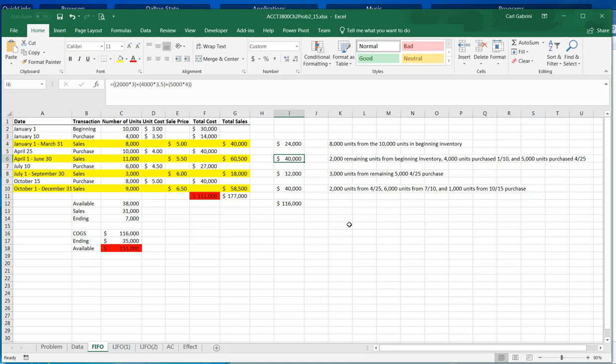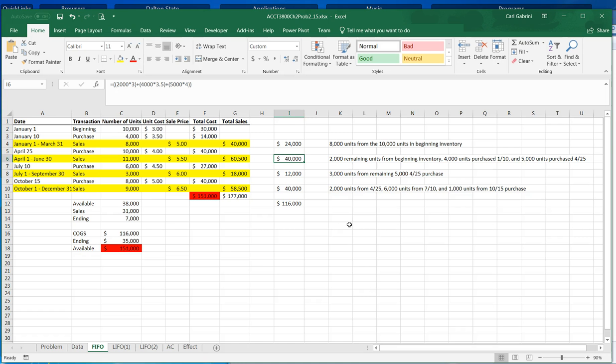Then we had a January 10th purchase, and so 4,000 units purchased on January 10th are going to be used up in the second quarter sales. So it's 2,000 that remained from beginning, plus the 4,000 units that were purchased on January 10th, and then 5,000 units purchased on April 25th. So what's left is going to be 5,000 units from the April 25th purchase, because 5,000 of those units went to satisfy the second quarter sales.